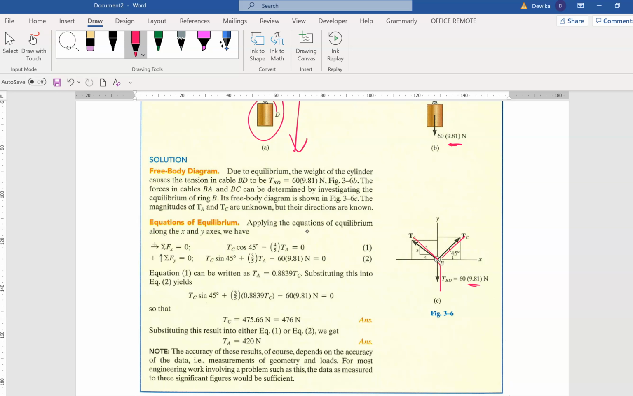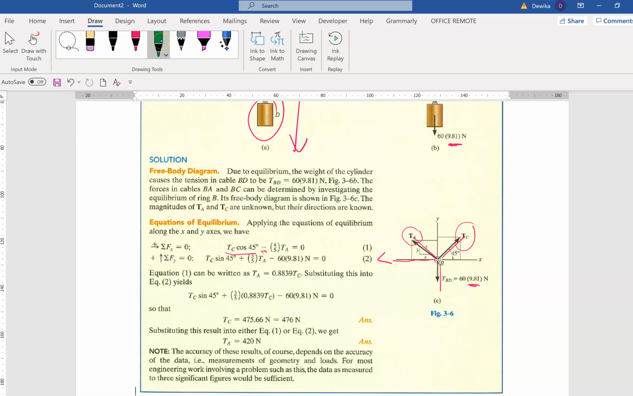Now we're going to divide this into the x-axis and y-axis. Watch this carefully. TC into x will be TC cos 45. TA into x will be 4 over 5. Remember the practice earlier? 4 is flat. So the 4 over 5 ratio is negative, because the direction is actually on the opposite side.